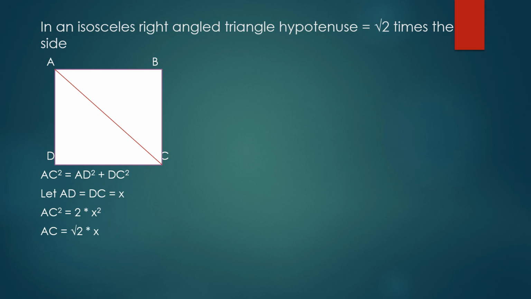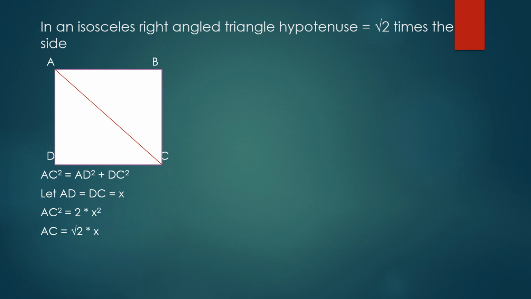In an isosceles right angle triangle, when the two sides are equal, means when the angles are 45 degrees, the hypotenuse is always root 2 times the side. Or in a square, the diagonal is root 2 times the side. The formula is very simple. See, AC square is twice the side square. So you get 2 into x square and AC is root 2x.